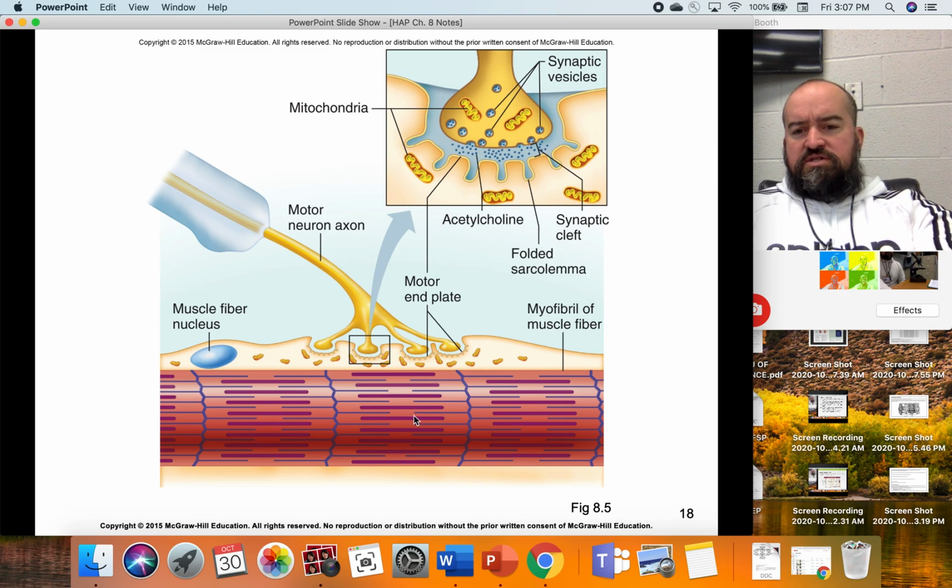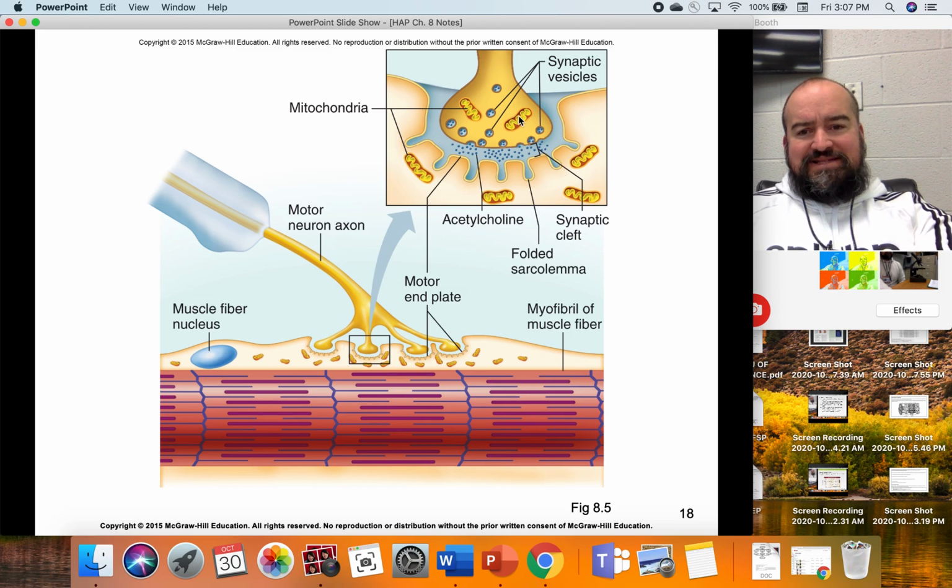So we've got our skeletal muscle fiber down here. The part of the skeletal muscle fiber where the synapse is called the motor end plate, and that's connecting to this axon of a motor neuron. It's going to send a signal down this axon into each of these axon terminals, and the neuromuscular junction is the term for what you're looking at here. It's where the neuron meets the muscle.